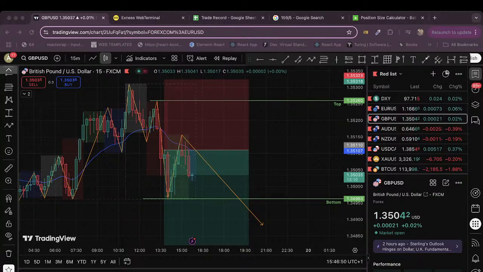What time frame are you using? I'm using the 15-minute time frame. Why be fair? 15-minute time frame is what I'm using.